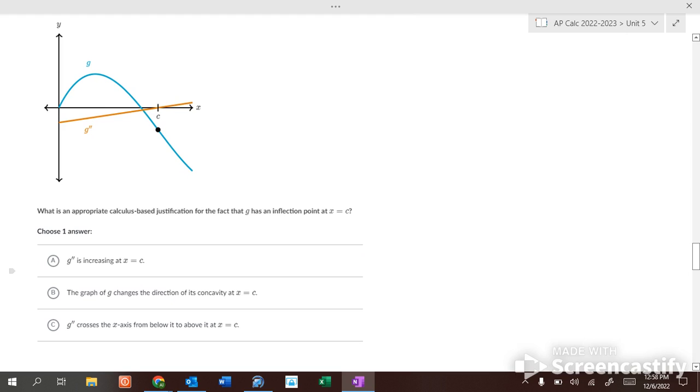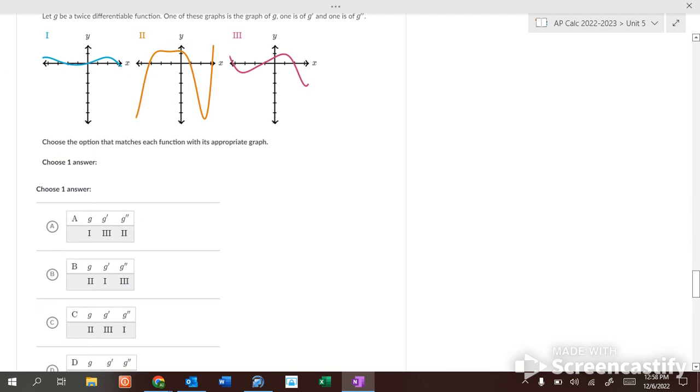Why is this an inflection point? Because it's where the second derivative is at 0. Because it goes from below to above, because it's a negative and then a positive. What happens if the second derivative bounces? Then what happens? It's concave down, then it's like a little blip, and then continues concave down.